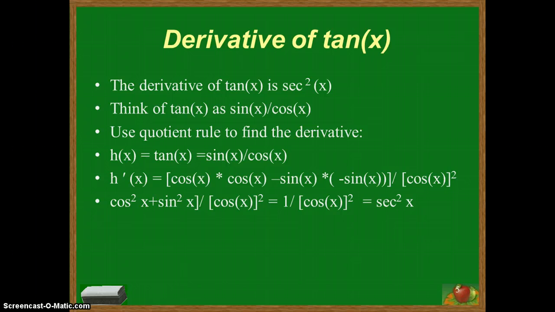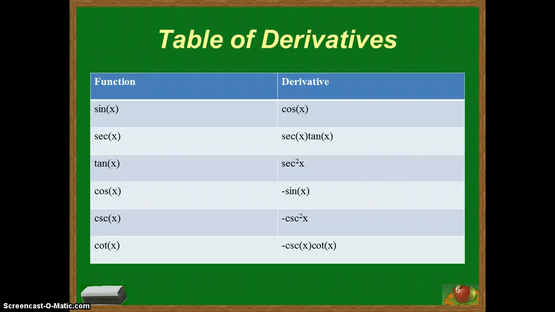Next slide will give us a table of all the trigonometric functions and their derivatives. So I've already listed sine of x would be cosine of x, secant x is secant x tan x, tan x would be secant squared of x, cosine of x would be negative sine of x, cosecant x, its derivative would be negative cosecant x cotangent x, cotangent x, its derivative would be negative cosecant squared of x. Notice, derivatives of the co-functions are always negative. That's an important thing to remember. The derivatives of the co-functions are always negative.